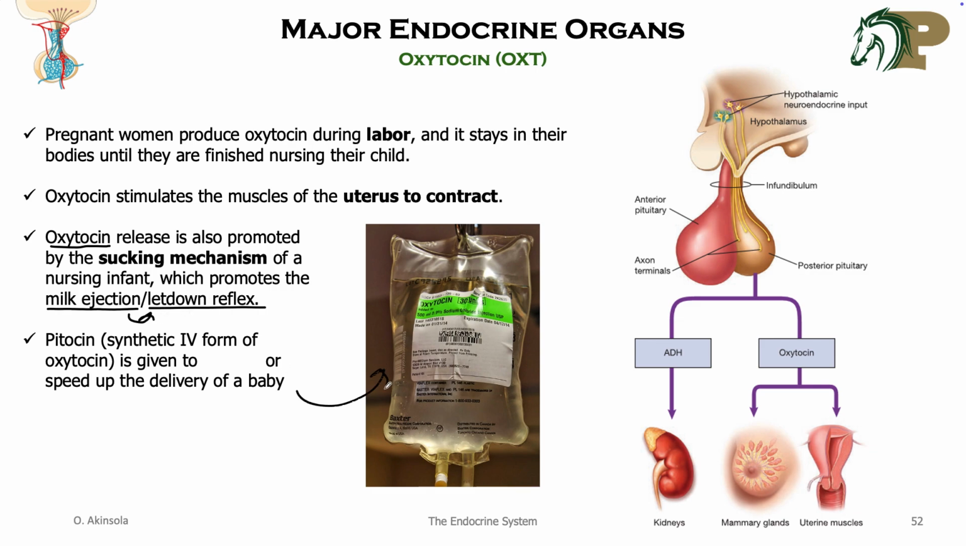Pitocin is a synthetic IV form of oxytocin, which is given to induce or speed up the delivery of a baby. So if you don't want to wait for the onset of labor, you can give a pregnant woman a synthetic form of oxytocin called pitocin, and that will cause the onset of labor. There are multiple indications for labor induction, but we're not going to get into all that right now.